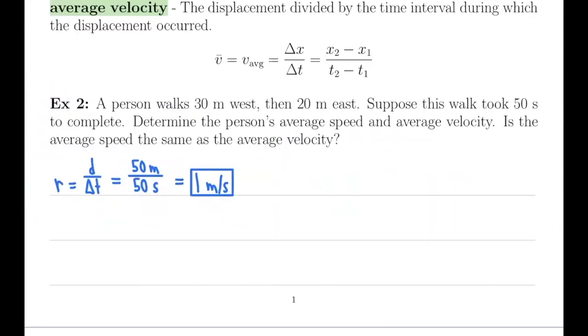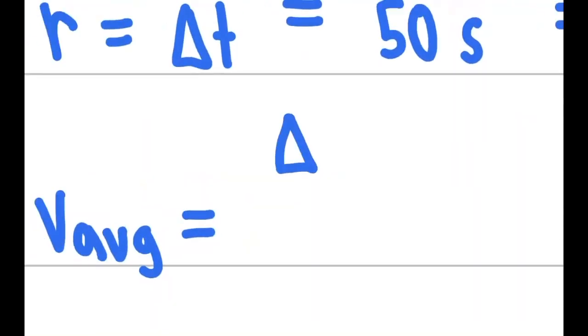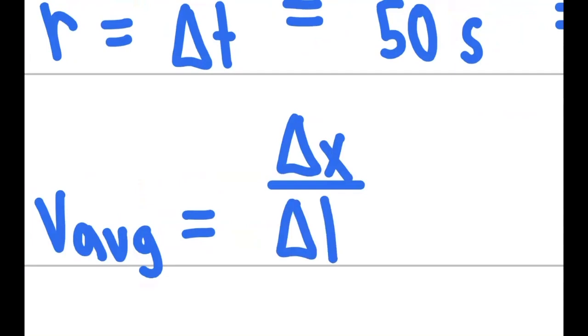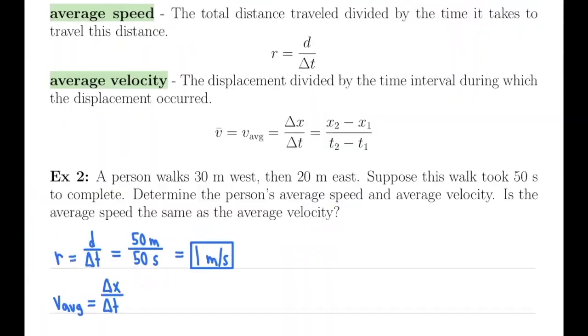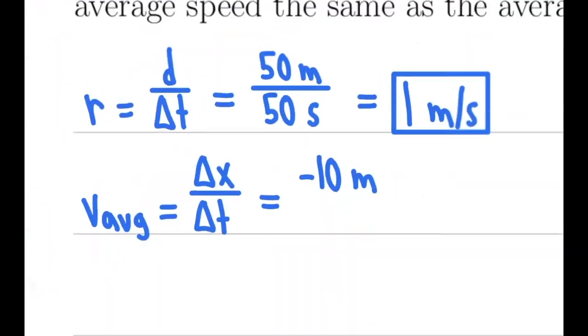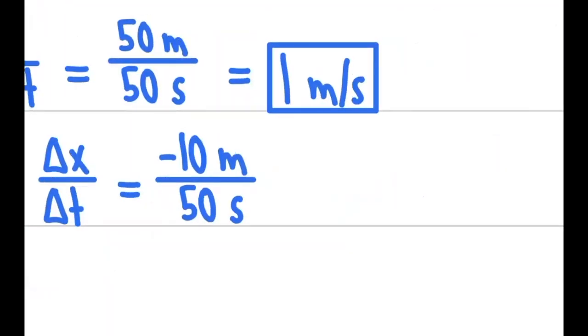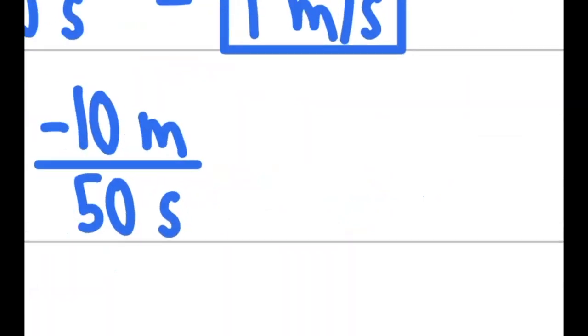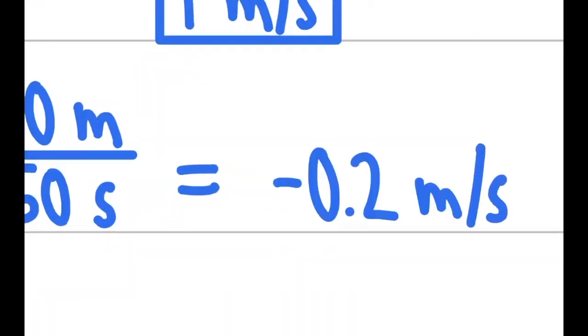And for the average velocity, that's v average, that's displacement over time. So delta x over delta t. Displacement, again, we found that earlier. That's negative 10 meters. And it took 50 seconds still. So negative 10 over 50, that's negative 0.2 meters per second.